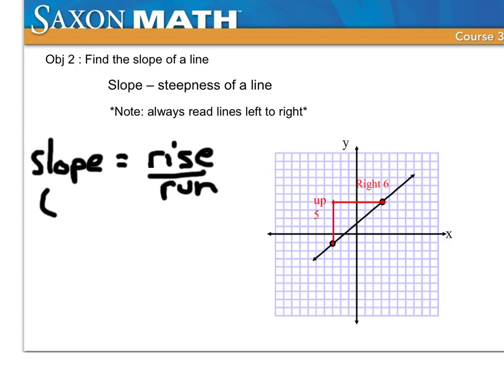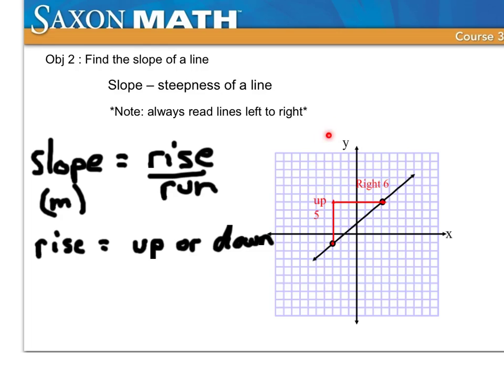Now a couple things we need to know. The letter m, the variable m, is how we always write slope. That's always associated with slope. So if I tell you to find the slope of a line, my answer is always going to be m equals something. Now the rise part, the top part, tells us how do we move along our line. Do we have to go up, or do we have to go down? So the rise tells me how am I moving vertically? Do I go up my line or down my line? If I go up my line, the rise is going to be a positive number. And if I go down my line, the rise is going to be a negative number.